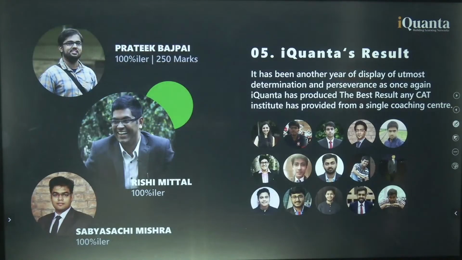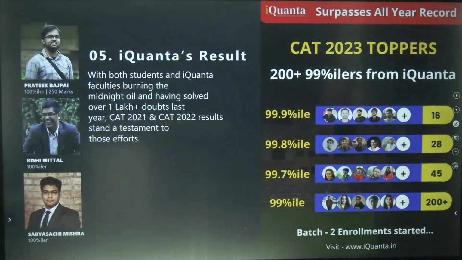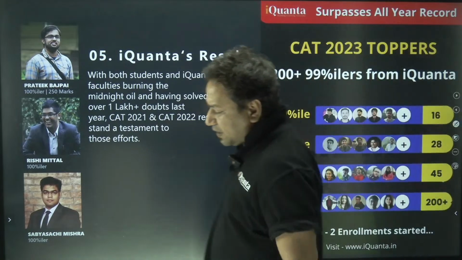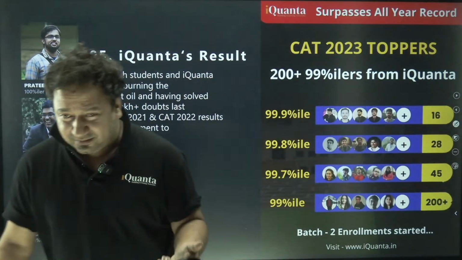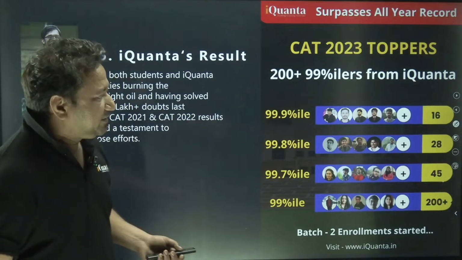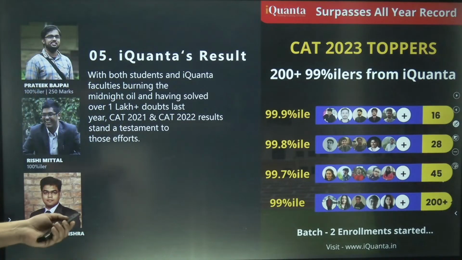Okay, I'll show the result, what happened last year. See, 200 plus 99 percentilers. And this is huge and still counting. If you are part of that group, you must have seen that people are converting the Holy Trinity, IIM ABC, which is Ahmedabad, Bangalore, Calcutta, and FMS. So it's happening every day.